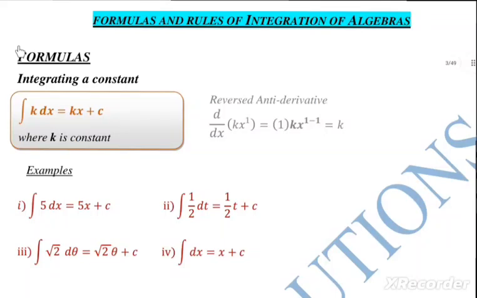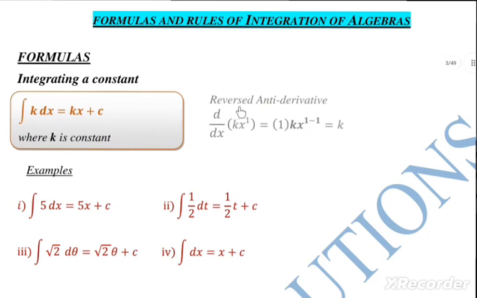Welcome to our video. It's formulas and rules for integration, but the first thing we'll be dealing with is formulas. Number one, we are saying integrating a constant. So the integral of k dx, where dx is our integrating variable, will result in kx plus c. Kx plus c is our antiderivative, which means if you differentiate kx plus c, we must return to k.